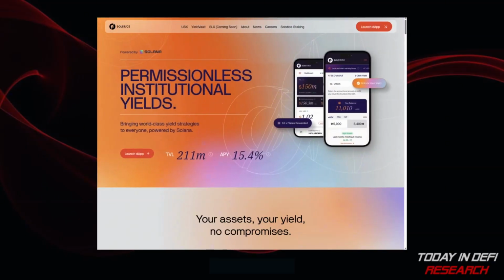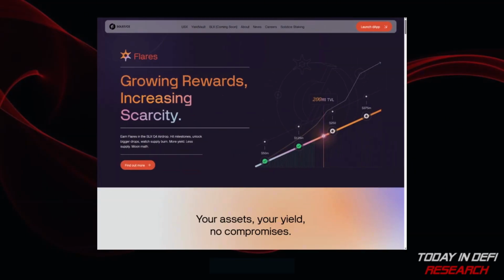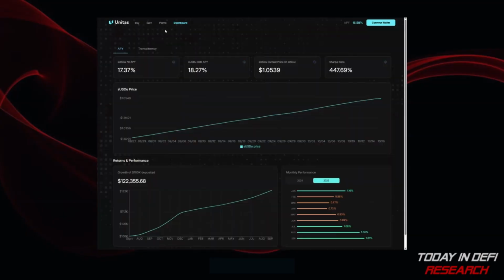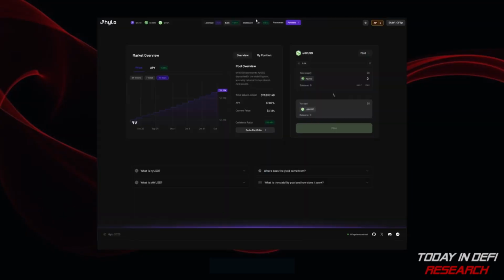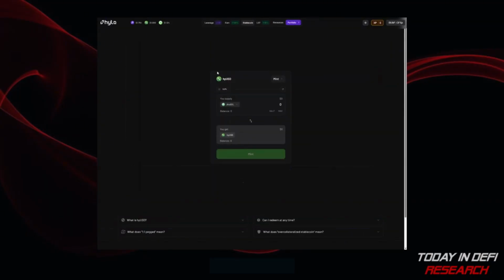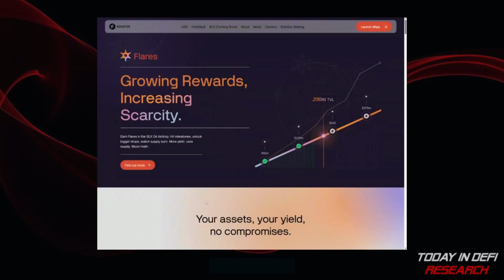Solstice is a yield-bearing stable issuer native on Solana. A lot of people might be wondering, we've been talking about all kinds of new yield-bearing stable issuers on Solana in the last few weeks, for example Unitas, the issuer of USDU, or Hilo, the issuer of HYUSD. Then what is so special about Solstice?